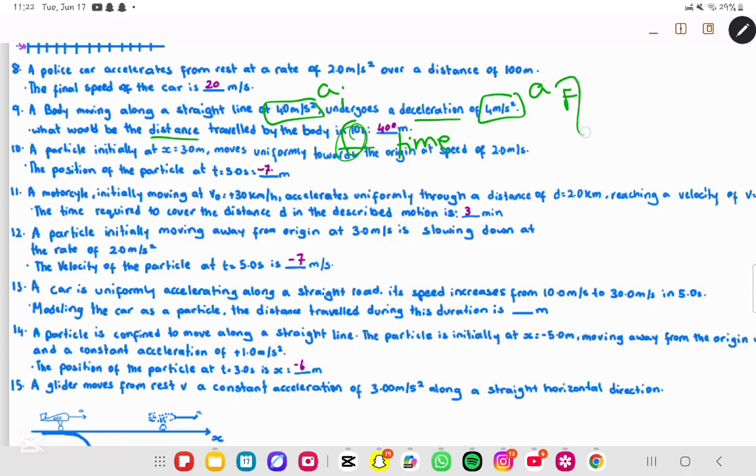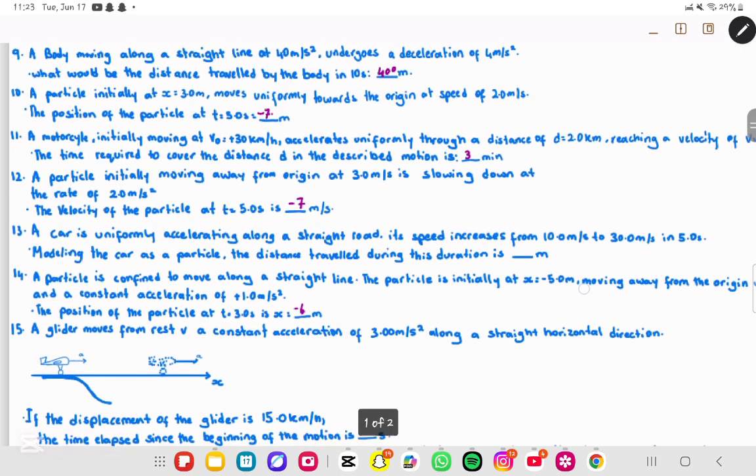So honestly, this question makes no sense to me. Question 9 makes no sense to me unless this is supposed to be velocity. Because if this is supposed to be velocity, then it makes sense, but otherwise it really doesn't make sense. So please check this out with your teacher, because I really don't know how to solve it.